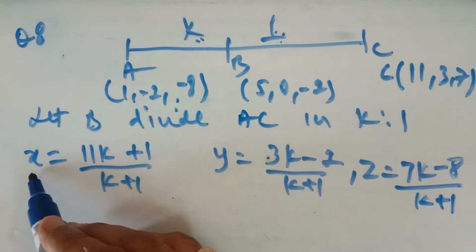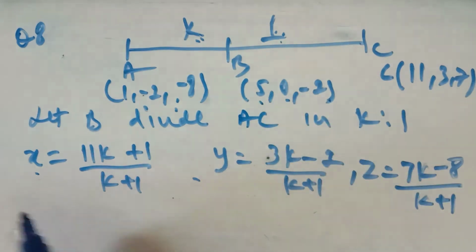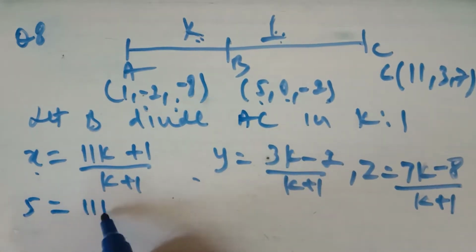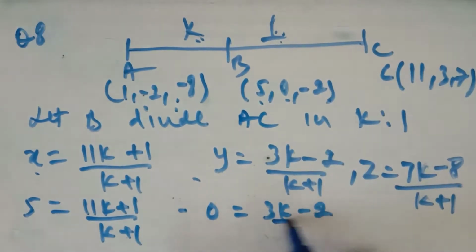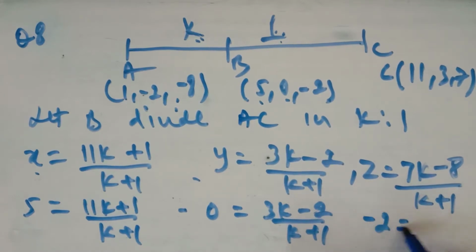The value of X, Y, Z is given as 5, 0, minus 2. So X is equal to 5, this is equal to 0, it is given, and Z is given as how much? It is equal to minus 2.